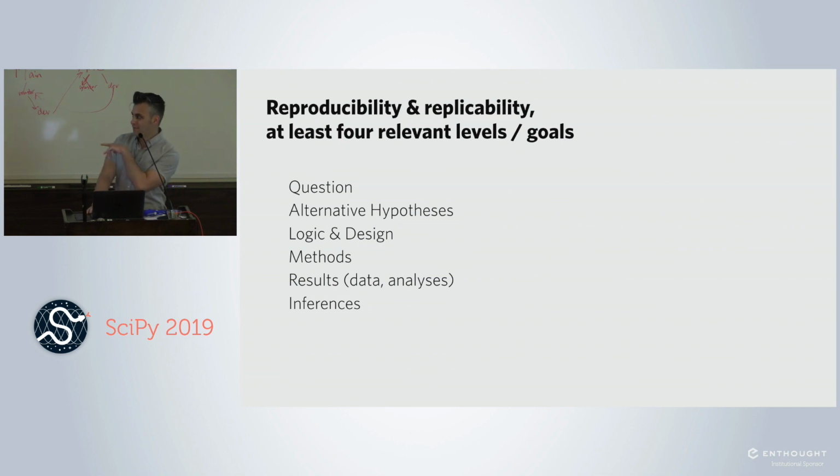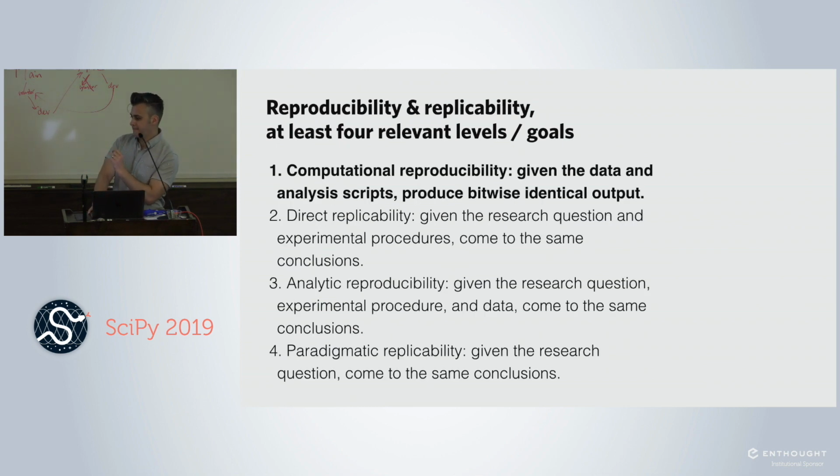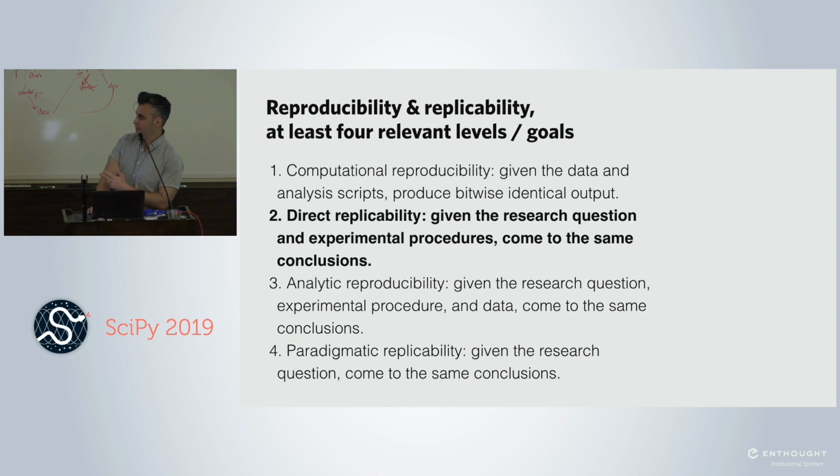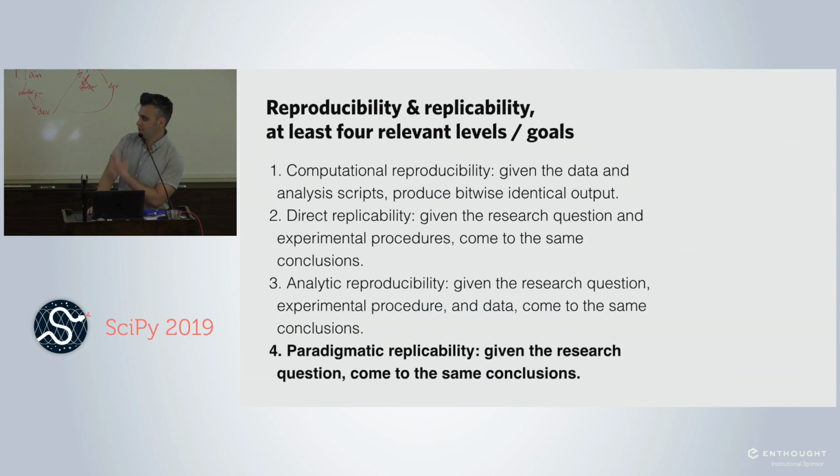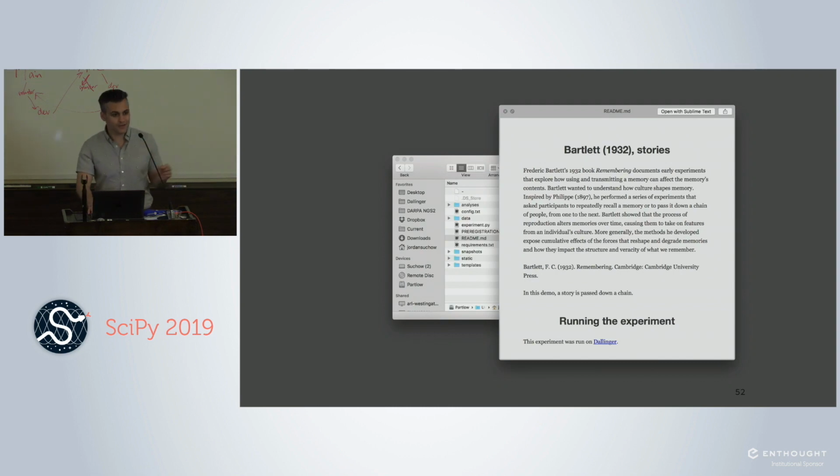What you mean by reproducibility could be something like, in software engineering, a common definition of computational reproducibility: given the data and analysis scripts, produce bitwise identical output. But then you might have direct replicability, which tries to just come to the same conclusions, analytic reproducibility, or paradigmatic. What we've tried to do is figure out what it would even look like to have a behavioral or social science experiment that has computational reproducibility.